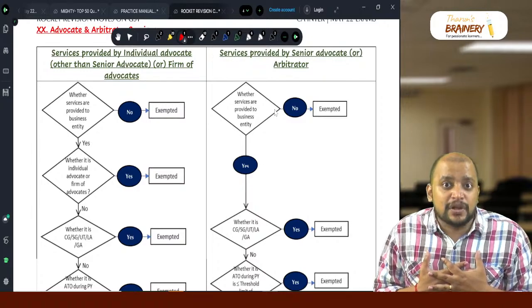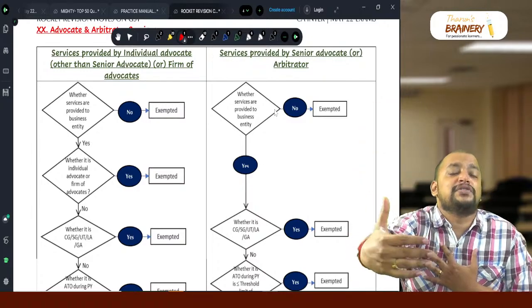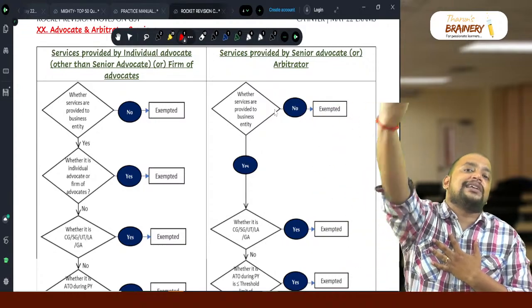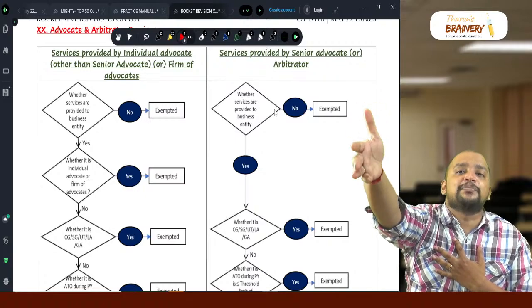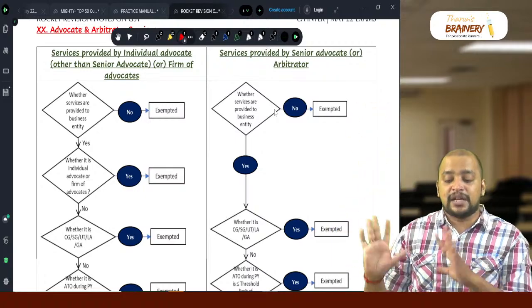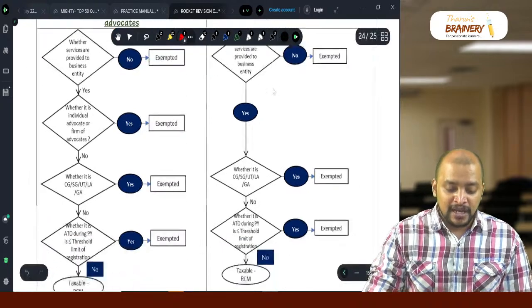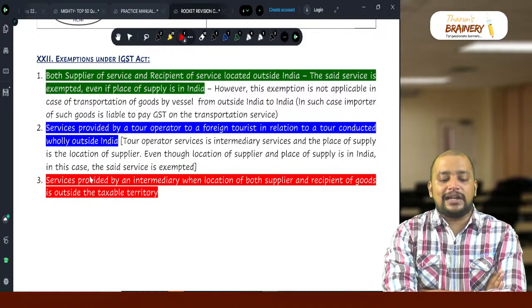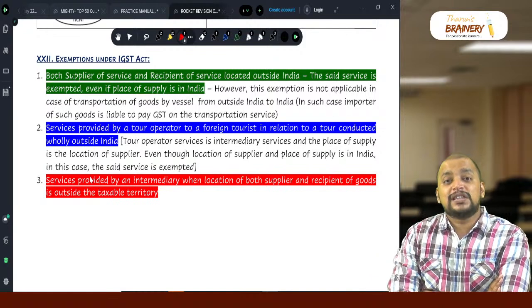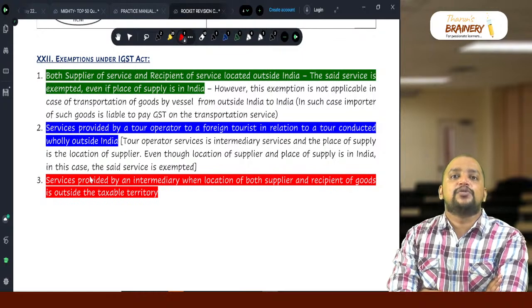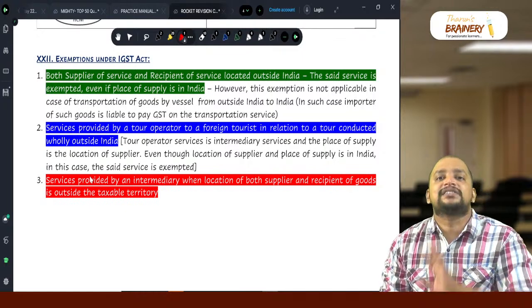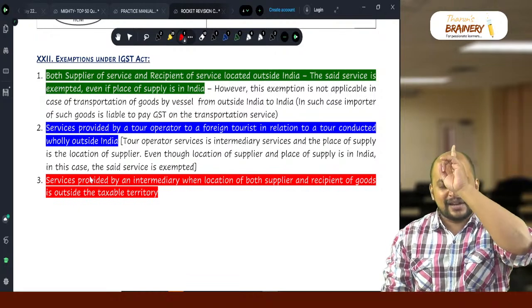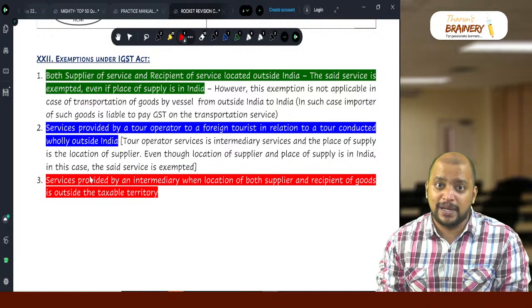So, whenever a senior advocate is providing service to another individual advocate or firm of advocates, the next person is there now. Who is that next person? The litigant or applicant or petitioner, that person is treated as recipient and needs to be interpreted accordingly. So that is about advocate and arbitrator services. Then some exemptions under the IGST Act. That is, if both supplier of service and recipient of service are outside India, there is no GST except one service. That is transportation of goods by vessel from outside India to India. That service alone will be taxable. All other services will be exempted.